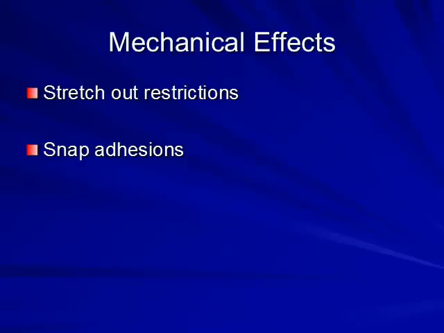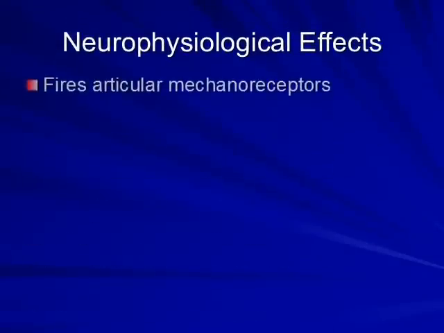Mechanical effect means we're trying to make a permanent change to the tissue. So why would we want to make a permanent change? Maybe we're trying to stretch out adhesions, which are scar tissue, restrictions, just a shortening in that tissue. So we may want to be stretching that out. We may want to snap or break. It doesn't have to be snap. We may just want to cause it to neck and stretch.